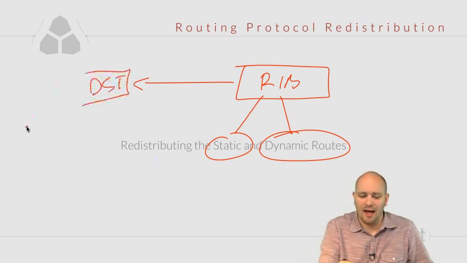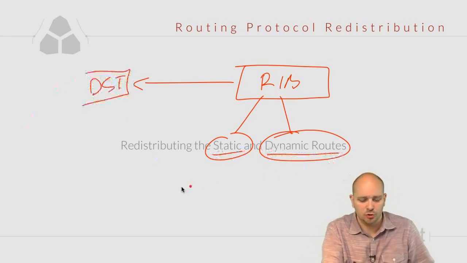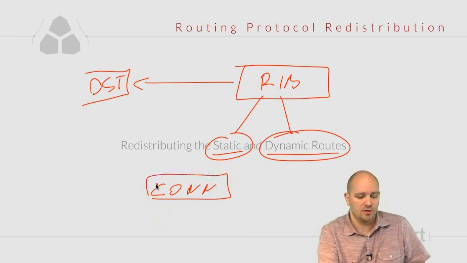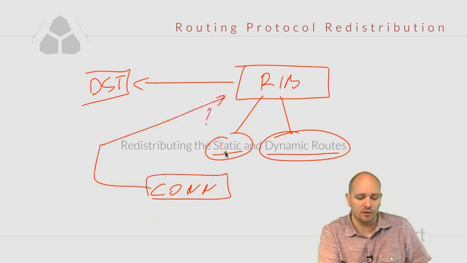Now, I'm singling out static and dynamic routes. What about connected routes? How are they redistributed? Well, think about it. Can we have a connected route that is not in the routing table?